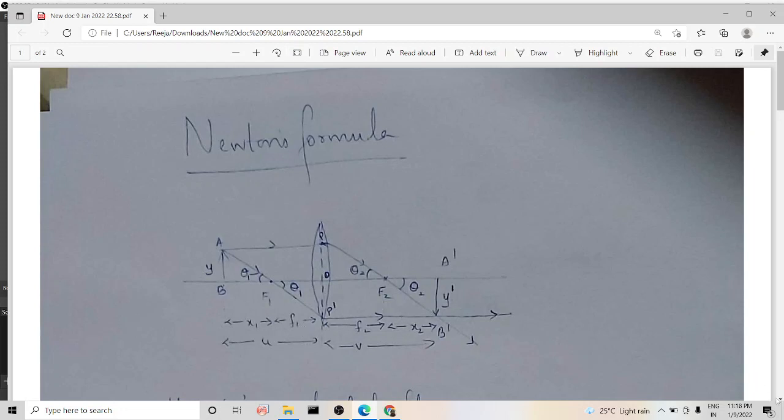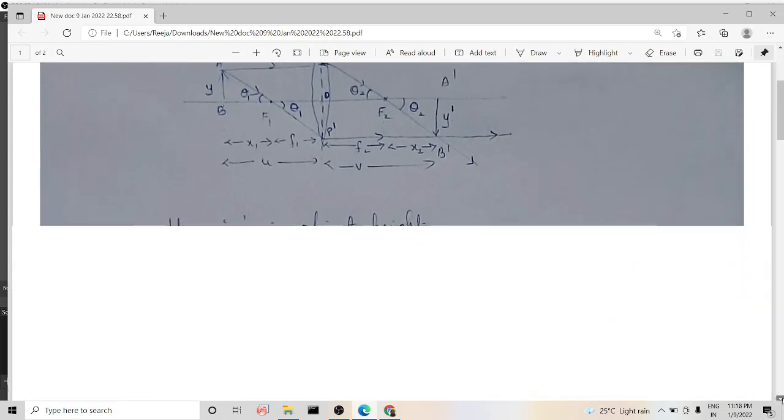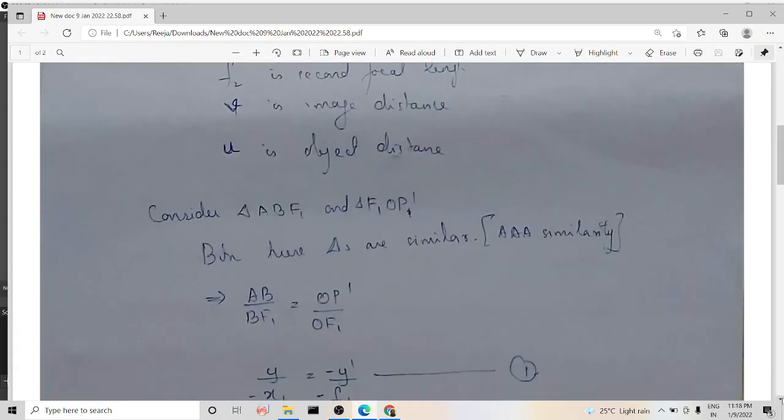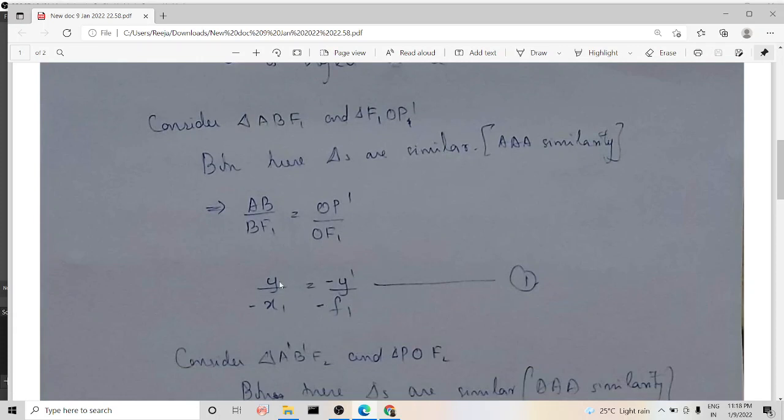Now we apply sign convention. So we give signs there. y is the object height. Heights above the principal axis are taken as positive and those below are taken as negative. So y is positive, y dash is negative. x1, f1 are all distances on the left hand side, that is on the object side, so they are negative. So y by minus x1 equals minus y dash by f1. So you got the first relation.